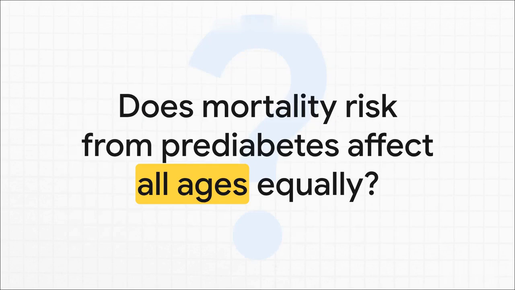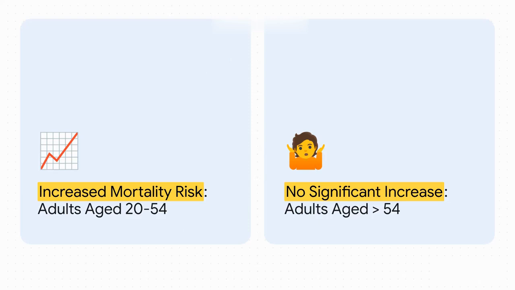Now for the twist, because you know the boards love to test the nuances. Is this independent mortality risk the same for everyone? Does a 70-year-old with prediabetes have the same risk as a 30-year-old? Let's find out. And here's the critical distinction. Studies show that this increased mortality risk is only statistically significant in younger and middle-aged adults, specifically from ages 20 to 54. For your patients over 54, the risk just wasn't significant after controlling for other factors. This is a game changer for how you think about risk.